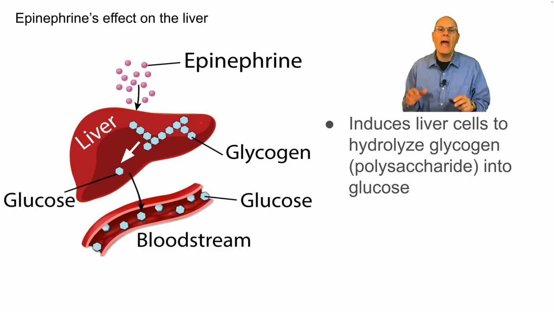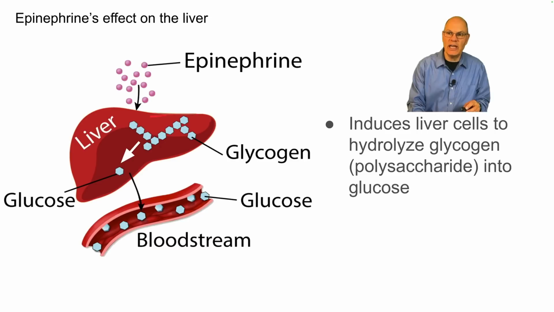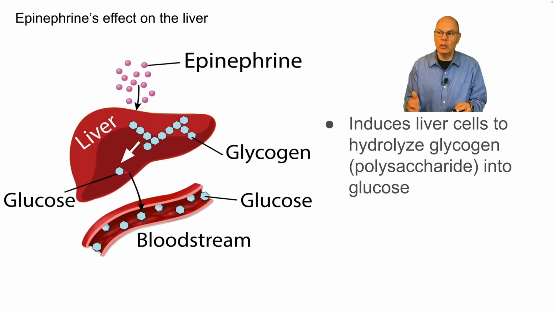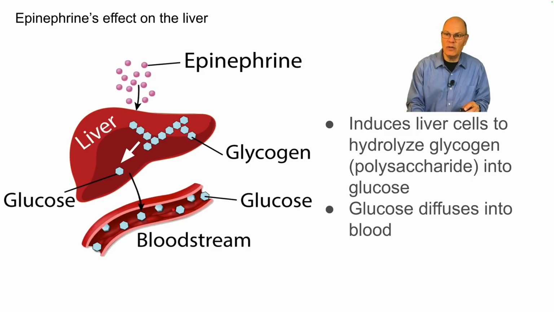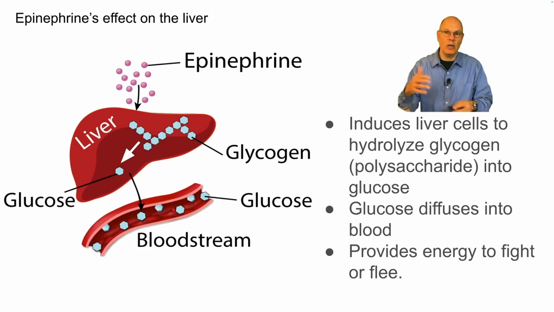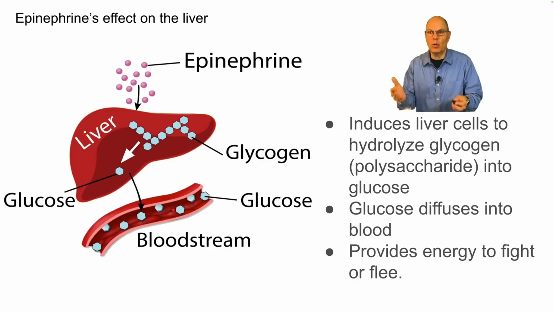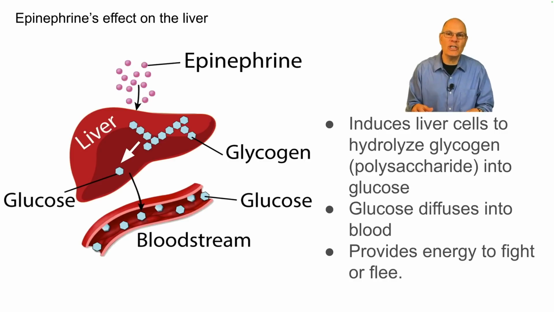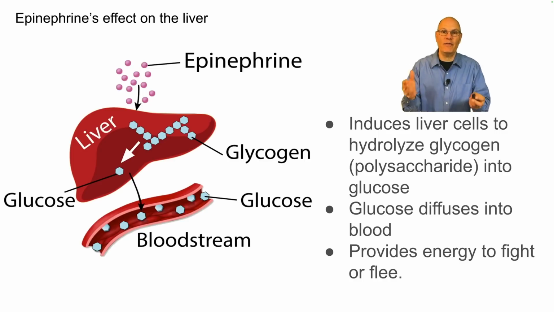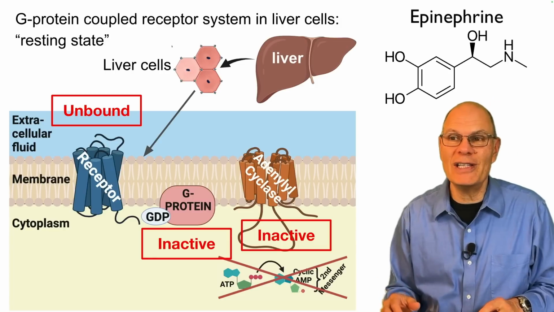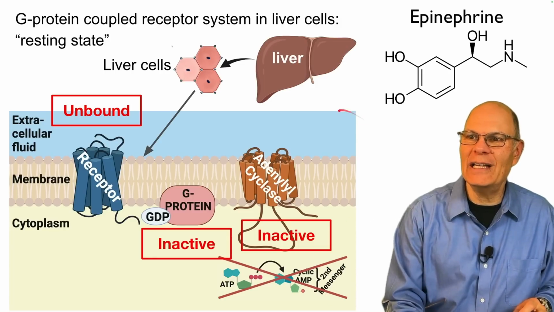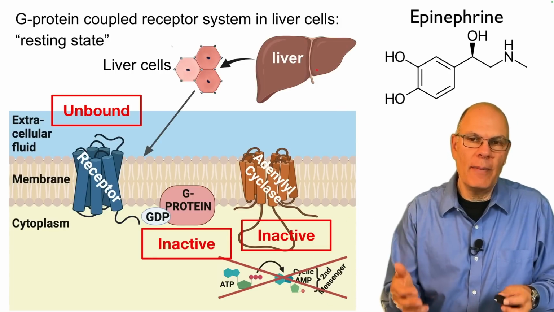Epinephrine interacts with cells in the liver, and it induces changes that cause those liver cells to take stored glycogen, a polysaccharide, and hydrolyze it into the monomers of polysaccharide, glucose. That glucose then diffuses into the bloodstream, and there it goes to the muscles of the body and to other organs as well, and that provides energy to fight or flee as part of the fight or flight response. The question for us is, how does epinephrine get liver cells to bring about this response?